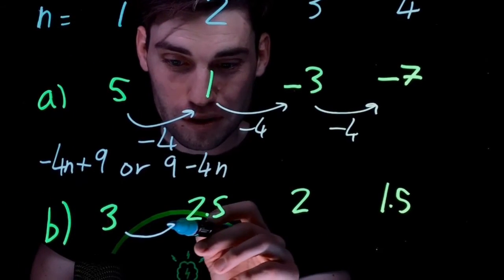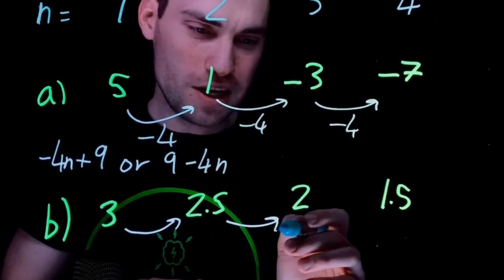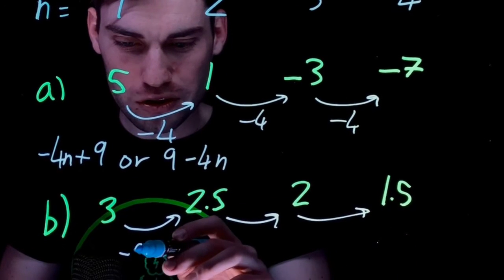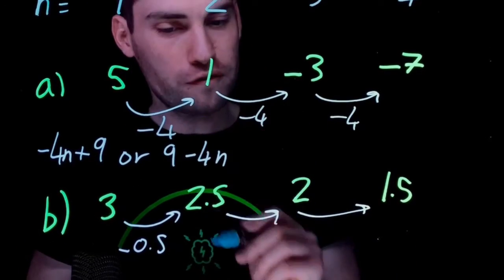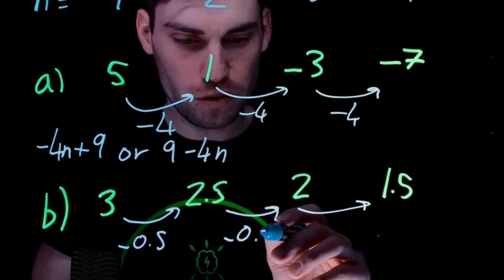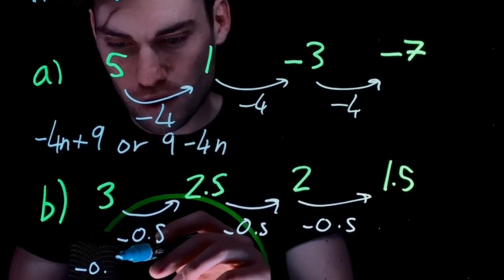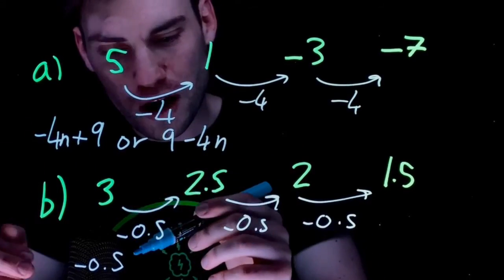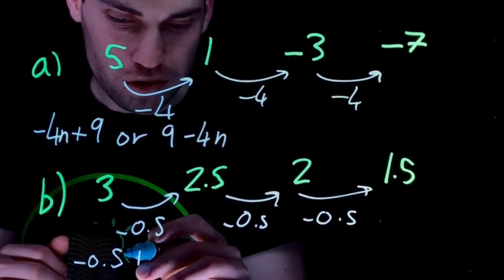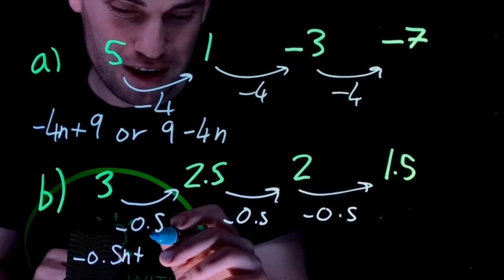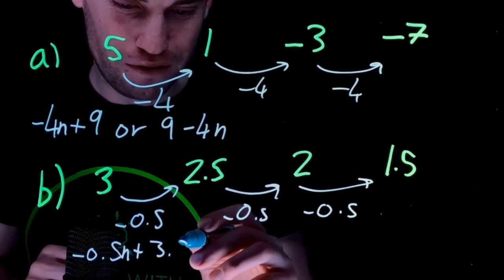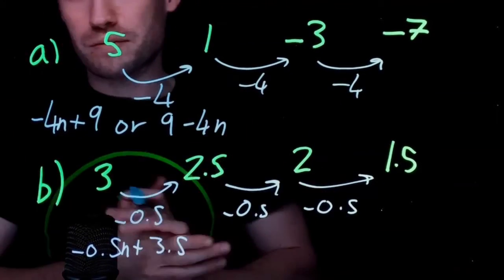Now this one is going down. Hopefully you can see that. It's going down 0.5. Or you can write it as a fraction, minus a half. Absolutely fine. So now we go minus 0.5n. Then what do I add to -0.5 to get to 3? So minus 0.5n plus 3.5. And that is it. Loads of examples to go through.